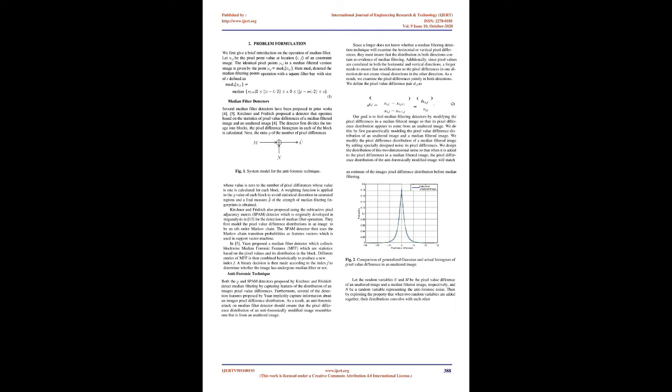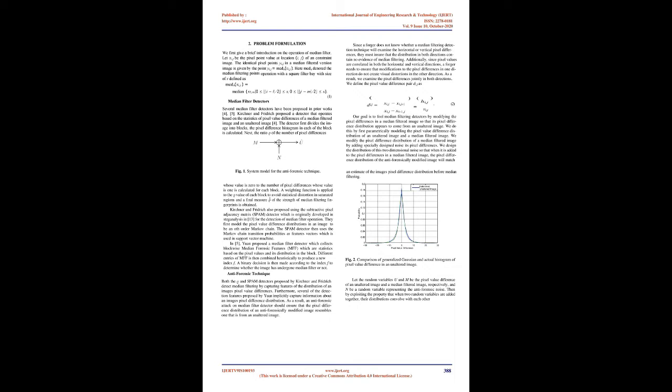Anti-forensic technique. Both the difference-histogram and SPAM detectors proposed by Kirchner and Fridrich detect median filtering by capturing features of the distribution of an image's pixel value differences. Furthermore, several of the detection features proposed by Yuan implicitly capture information about an image's pixel difference distribution. As a result, an anti-forensic attack on median filter detectors should ensure that the pixel difference distribution of an anti-forensically modified image resembles one from an unaltered image. Since a forger does not know whether a median filtering detection technique will examine the horizontal or vertical pixel differences, they must ensure that the distributions in both directions contain no evidence of median filtering.